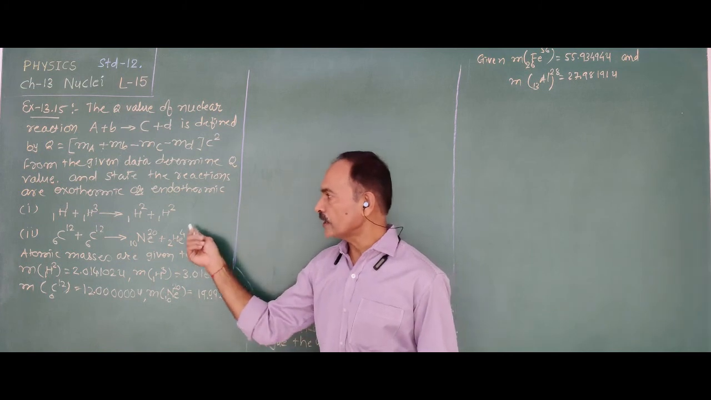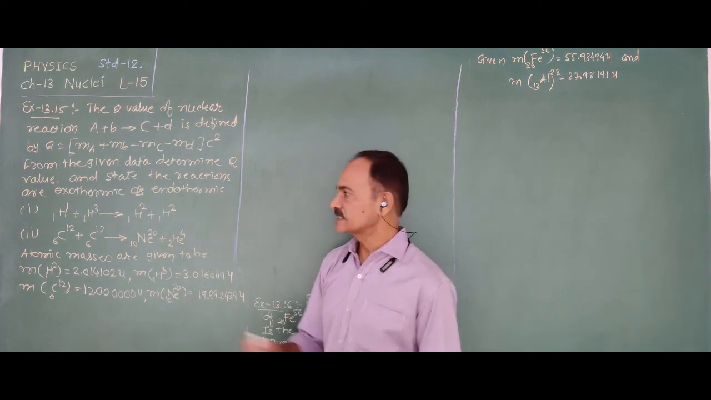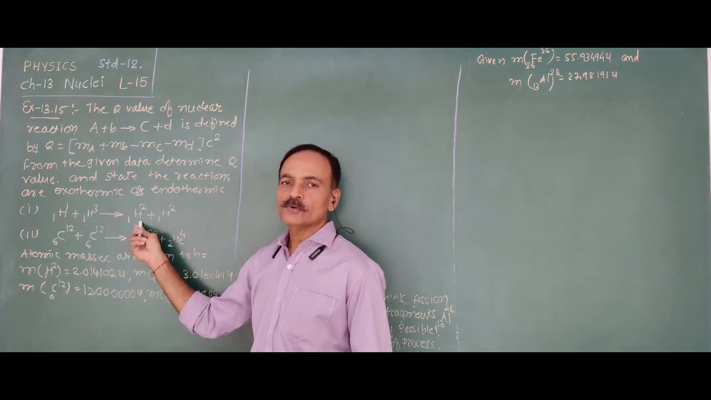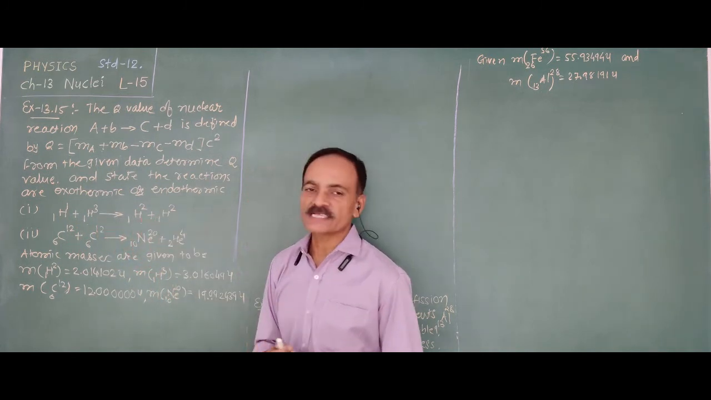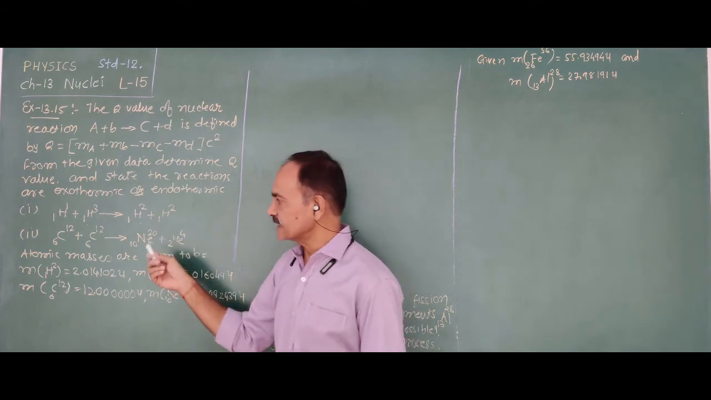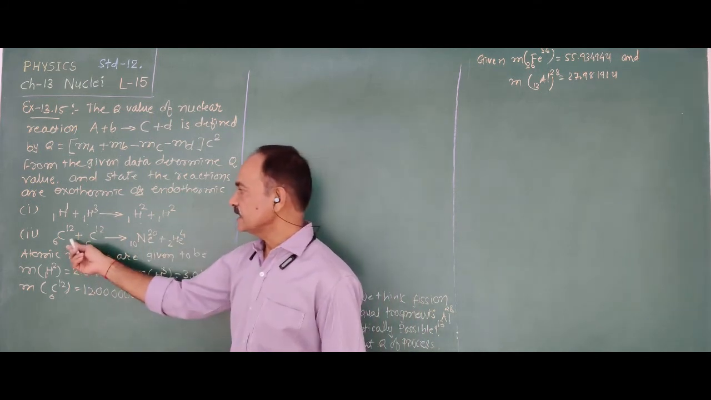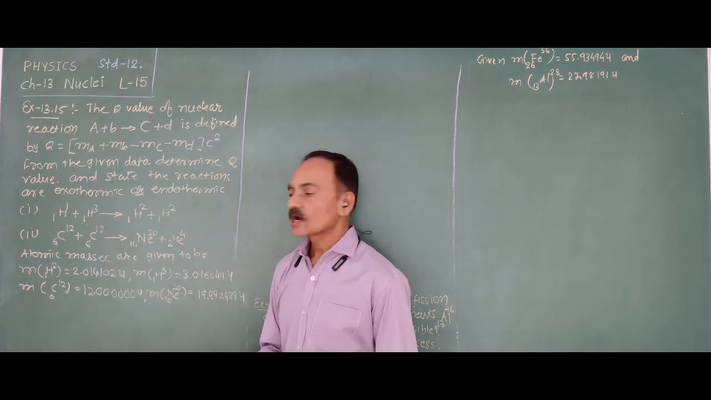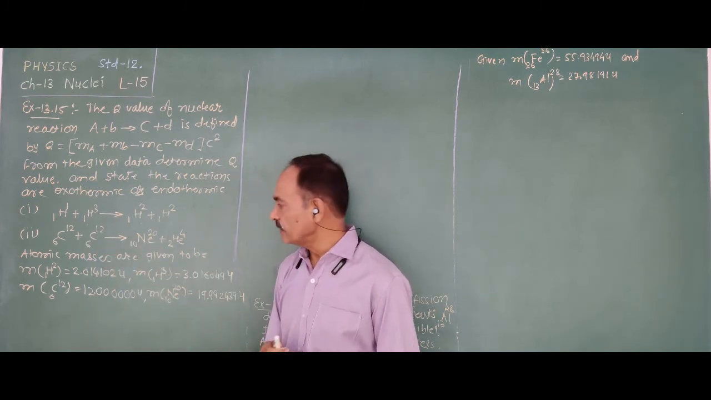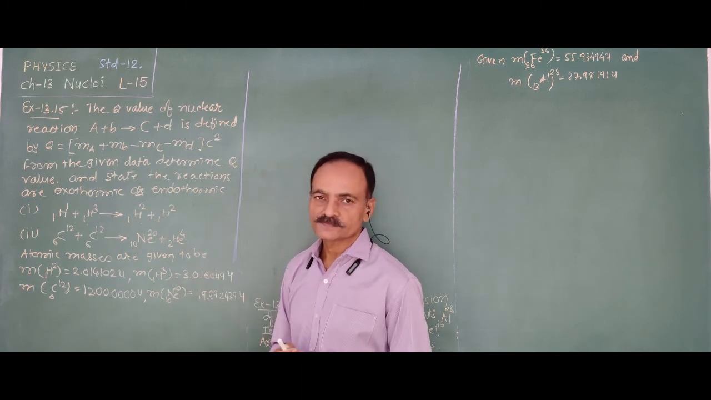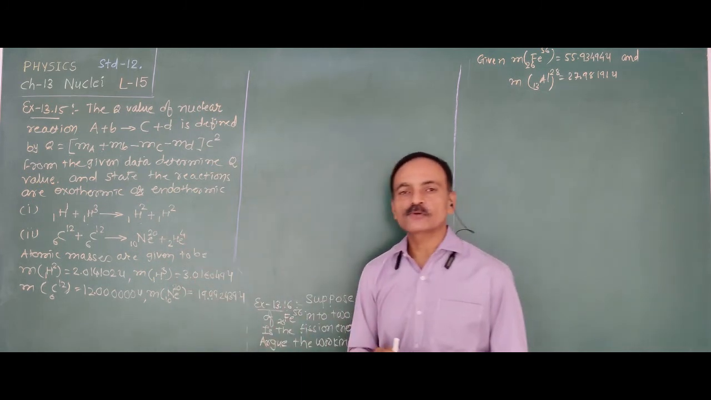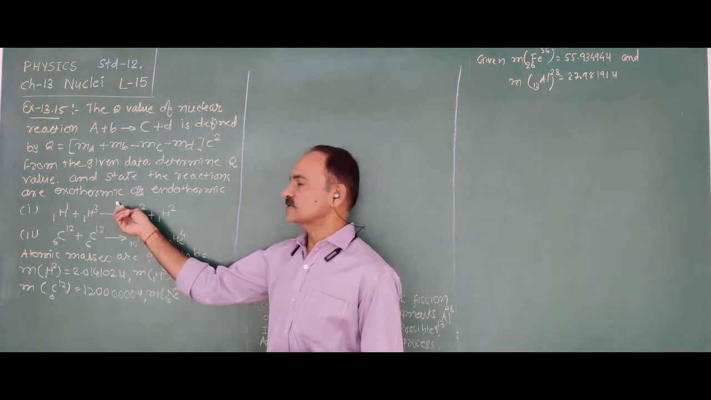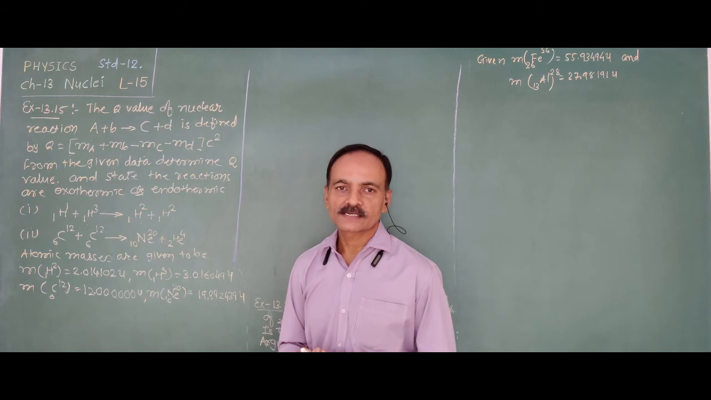Here two reactions are given. One is 1H1 plus 1H3 converting into 1H2 plus 1H2. And the second reaction is carbon C6 12 plus carbon C6 12 converting into neon 10 20 plus 2He4. For these two reactions we have to judge whether the reaction is exothermic or endothermic.